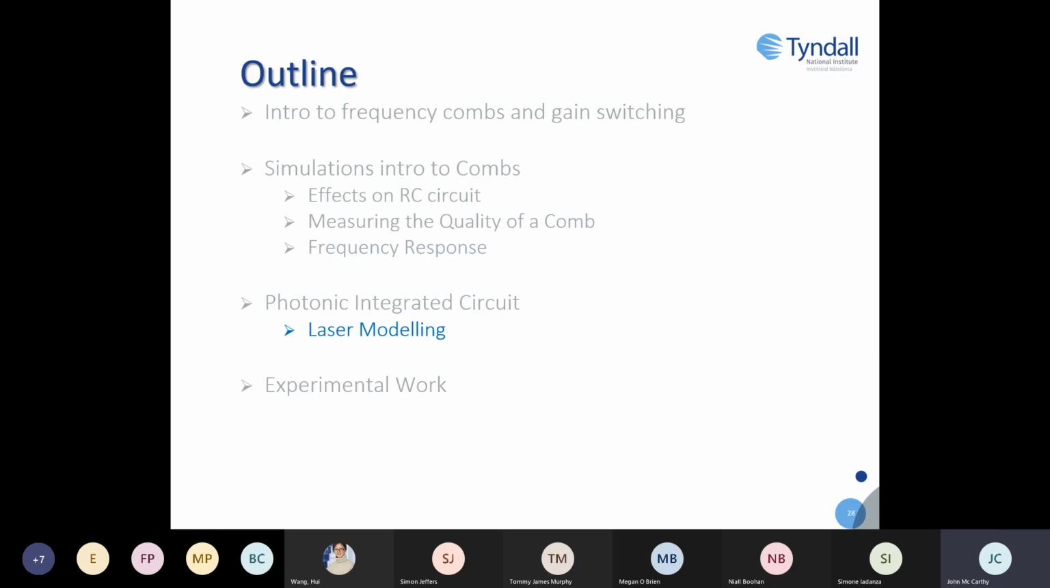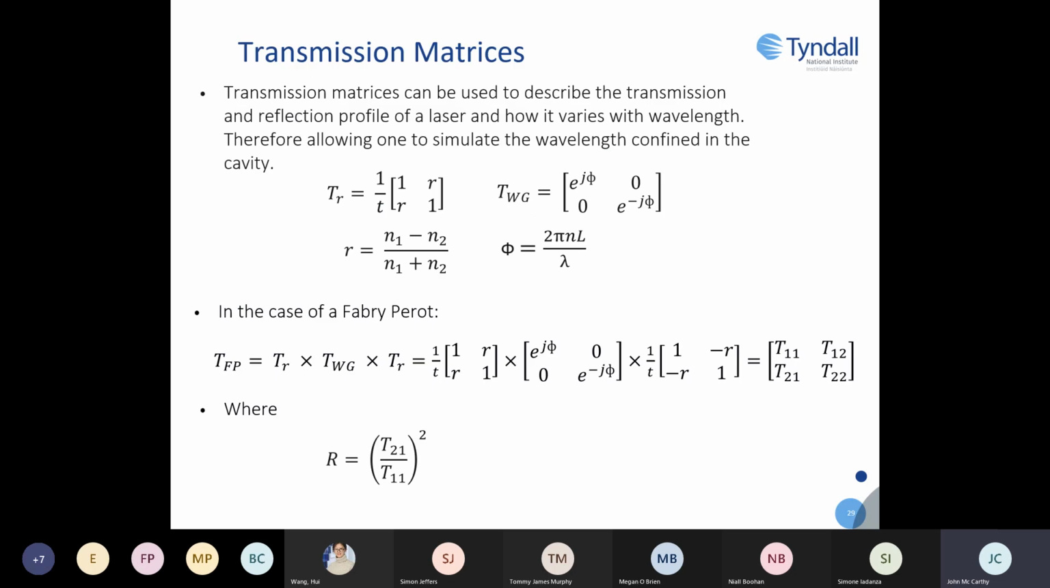So that brings us on to the theoretical modeling of the laser. How I modeled the behavior of lasers is by using transmission matrices, which are used to describe the transmission and reflection profiles of a laser cavity. There are 2 main types of transmission matrices, one which describes the transmission through a reflective surface by taking into account the change in refractive index, and the other describes the transmission through a waveguide by taking into account the length of the cavity, the refractive index, and the wavelength.